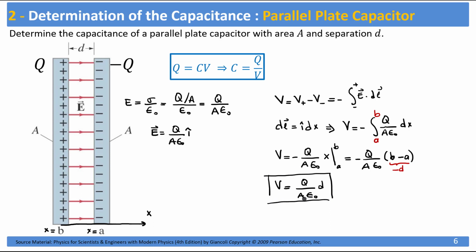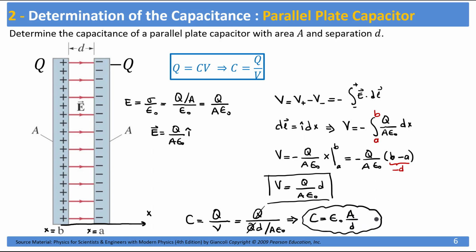Now all we have to do is put this in here to figure out the capacitance. So the capacitance is equal to Q over V, which is Q over Qd over A epsilon 0. So the Q's will cancel out, and we are going to find the capacitance of this parallel plate capacitor to be epsilon 0 A over d. So this is the capacitance of this parallel plate capacitor.